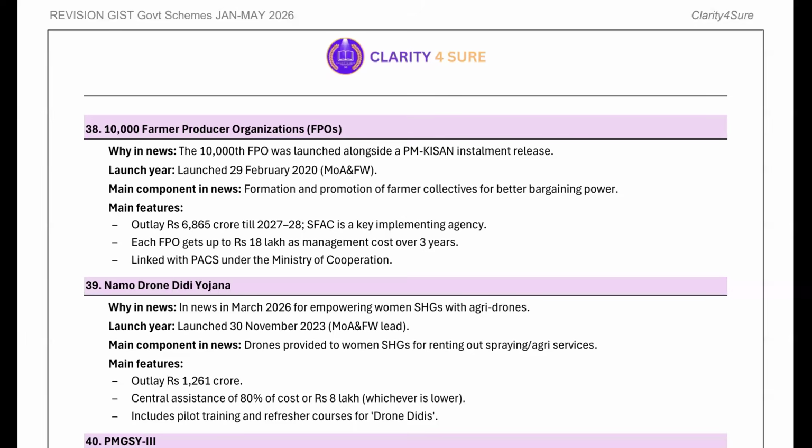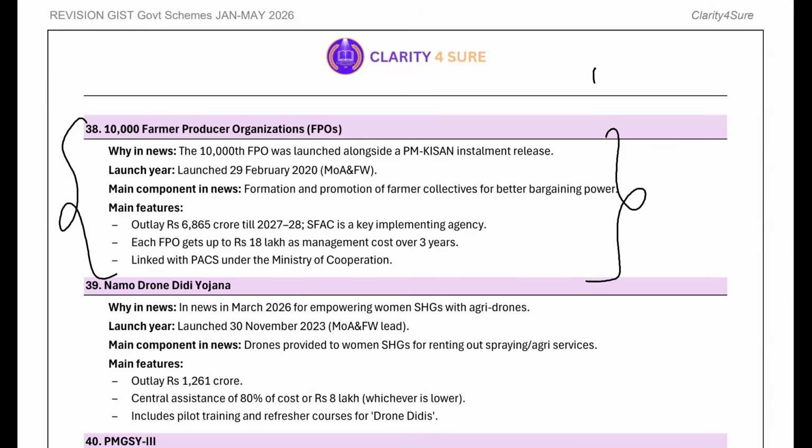Right. So please try to understand. This is the 10,000 Farmer Producer Organizations, that is FPO. This is under the Ministry of Agriculture only. The key point it is telling is that it is promoting farmer producer organizations, which improves bargaining power. It will improve the bargaining power and it will give better market access, right?